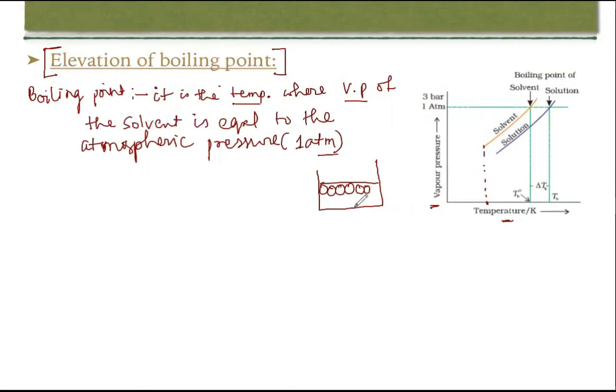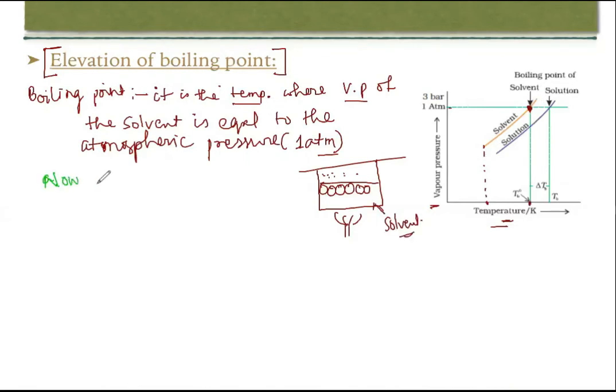Now what will happen if it starts boiling? If it starts boiling, vapor will form. Slowly, as the temperature rises from this point, the vapor pressure is going to increase. At some point, the vapor pressure of this solvent is equal to the atmospheric pressure. This is known as the boiling point of the pure solvent.